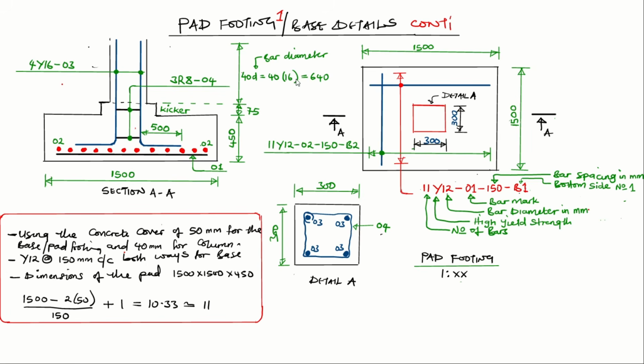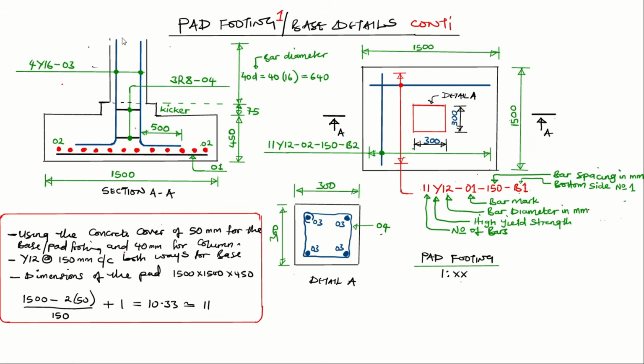Now, in this formula for the lap length, the D is the diameter of your starter bars. So in this case, we had Y16 starter bars. This is the reason why we had the 16. So 40 by 16, you get 640. The 640 here is going to be your lap length.